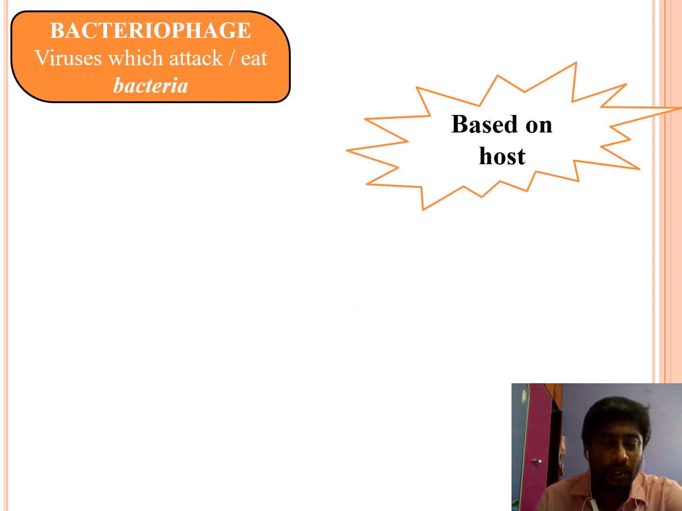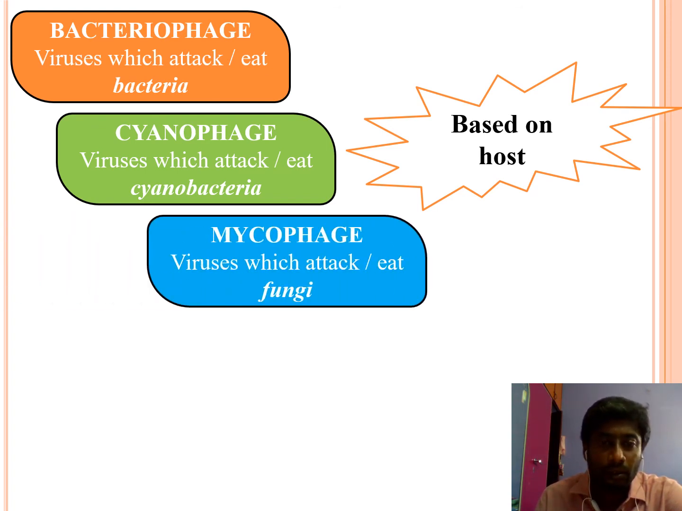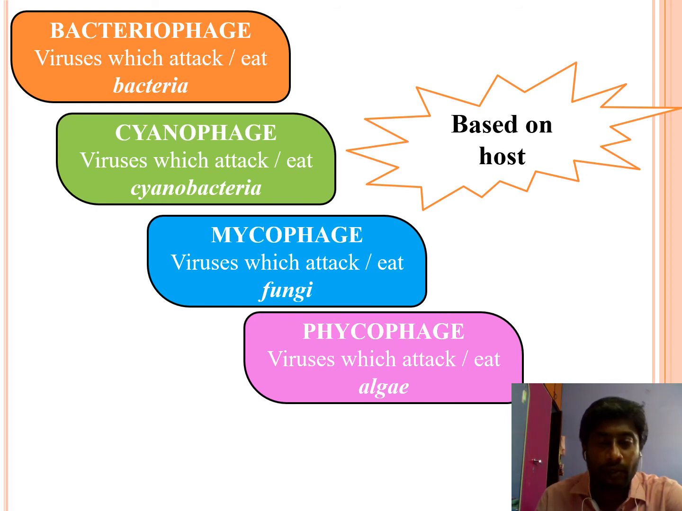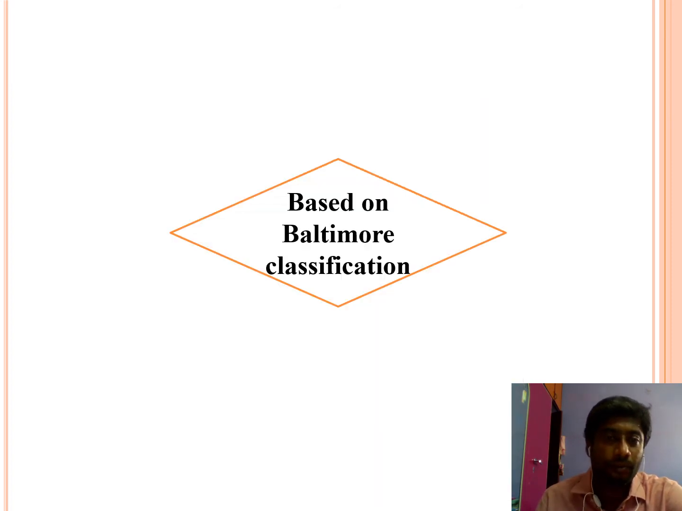Viruses which attack bacteria are called bacteriophages. Viruses which attack cyanobacteria are called cyanophages. Viruses which attack fungi are called mycophages, and viruses which attack algae are called phycophages. And viruses which attack only E. coli cells are considered to be polyphages. Phage means to eat, so viruses even kill some other microbes.